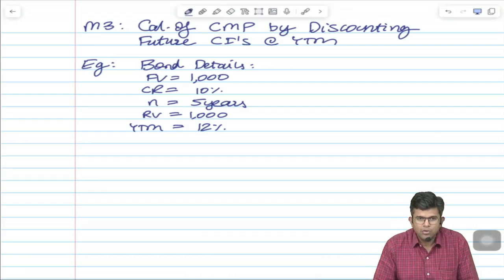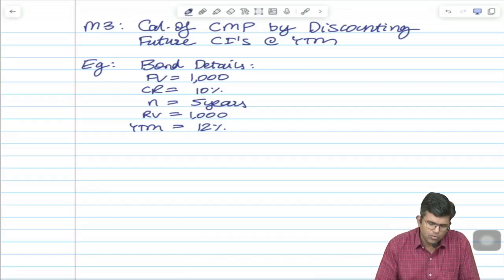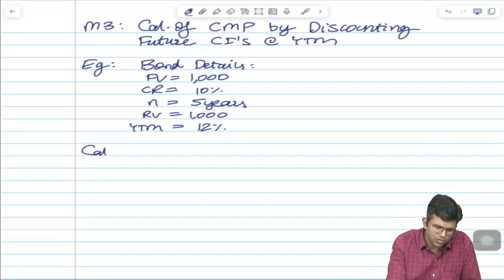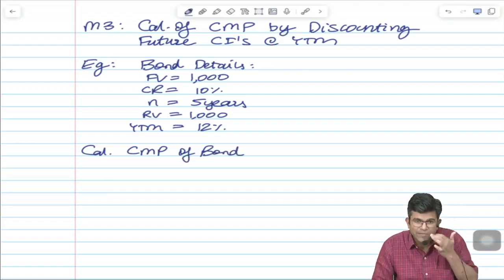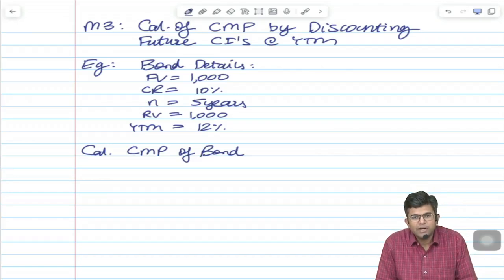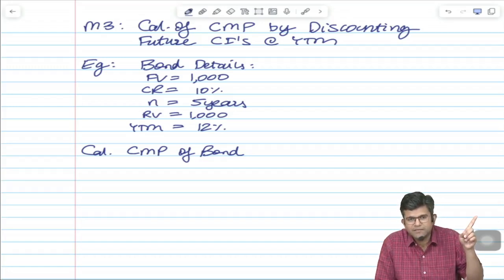Now, they ask you to calculate the current market price of the bond. Now, this is strange because how can we calculate current market price? What we can calculate is the value. I hope you are able to understand what I am saying. Price is a demand supply function. Value is what we can calculate.